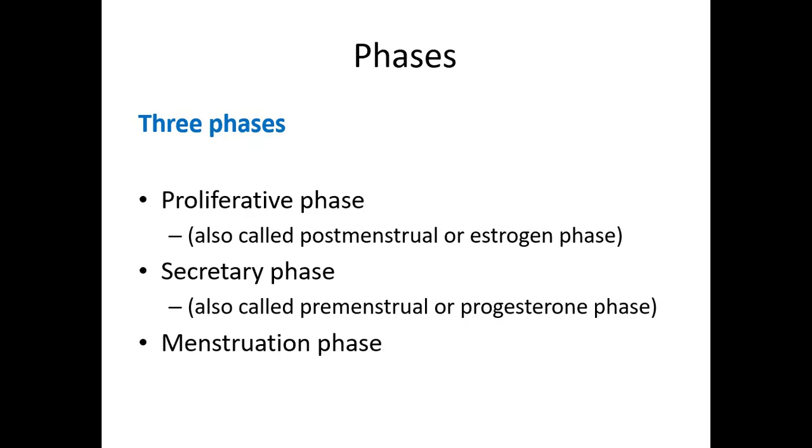There are three phases of the menstrual cycle: the proliferative phase, the secretory phase, and the menstruation phase.